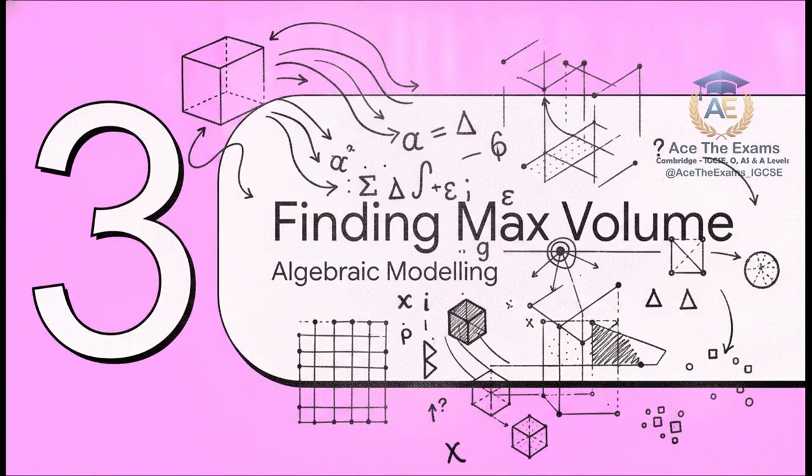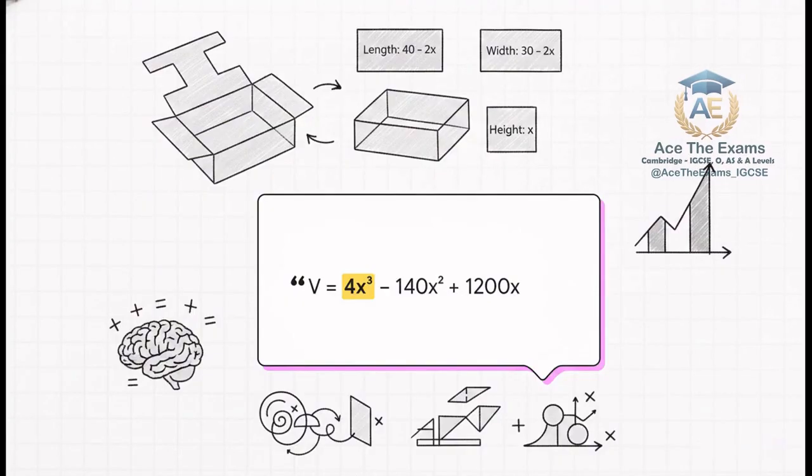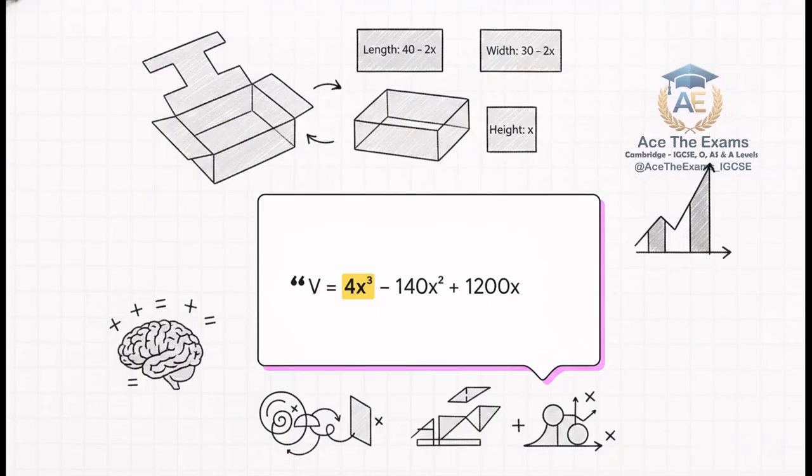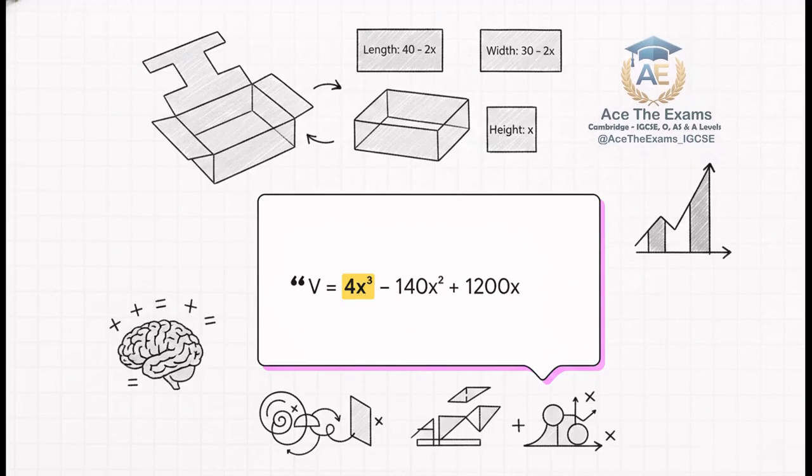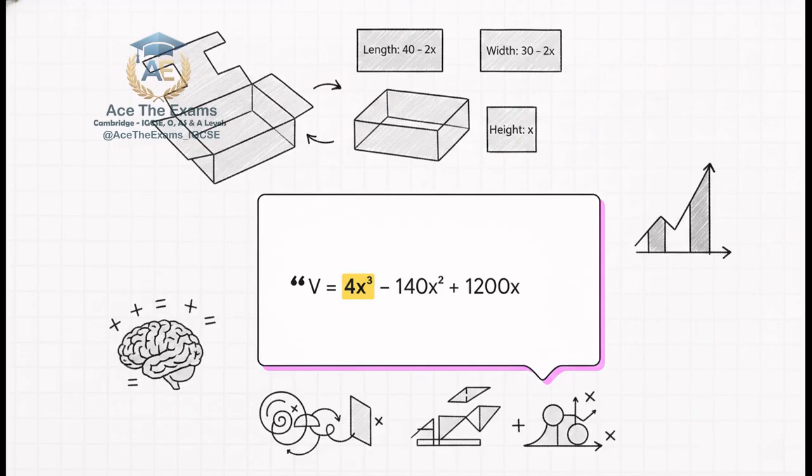Let's see how this all comes together. This brings us to the really brilliant part, where we turn a physical object into pure mathematical code. This jumble of numbers and letters, a polynomial equation, is actually the exact DNA representing the volume of our metal tray based on the size of that corner cut.